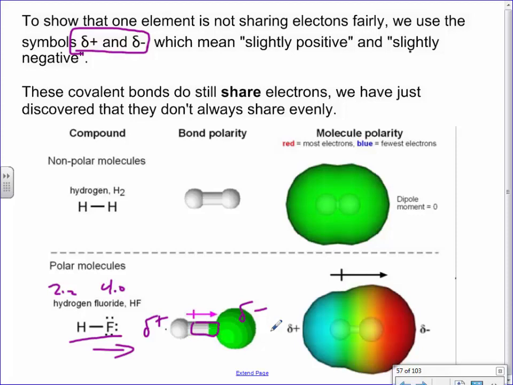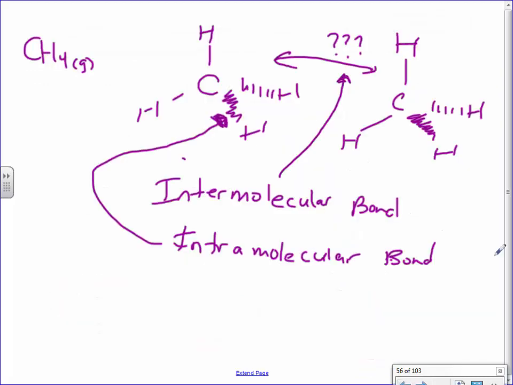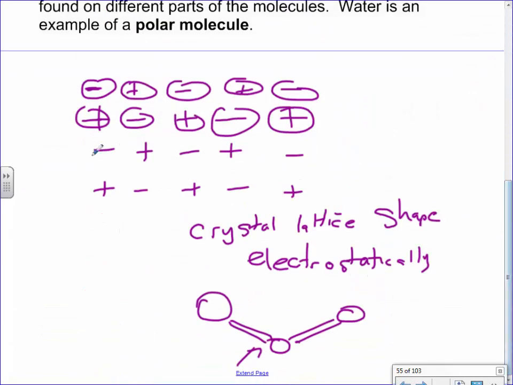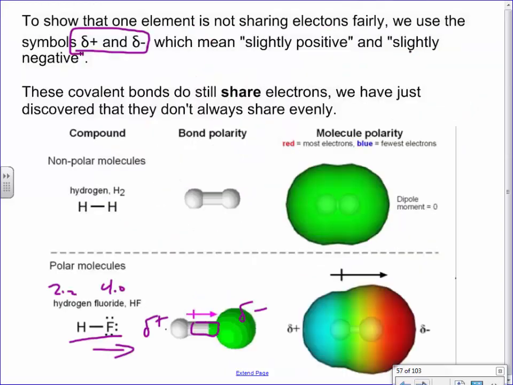This isn't a complete transfer of electrons. Because what does a complete transfer of electrons look like? This. You get the difference there? They're still sharing, quote unquote, but they're just sharing them unevenly. And what it leads to then is a molecule that's slightly positive on one side and slightly negative on the other side. Now, I'm going to start drawing multiples of these.